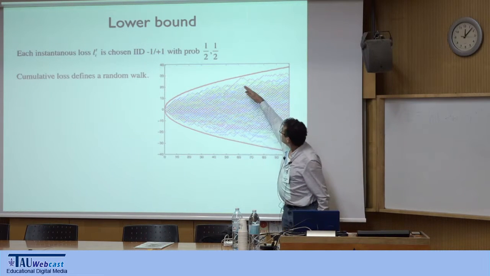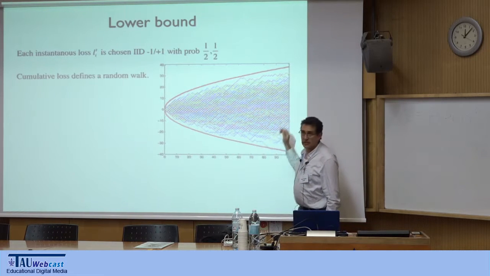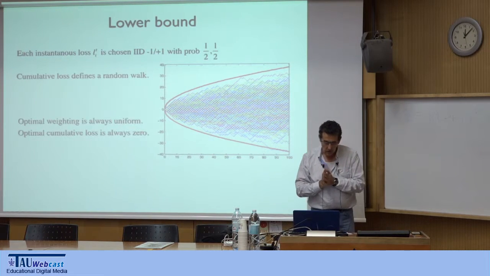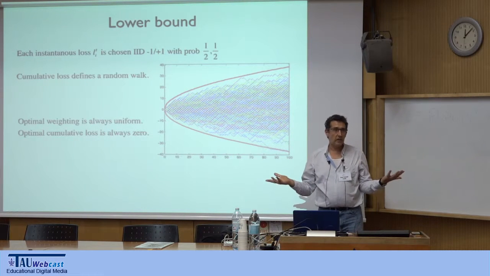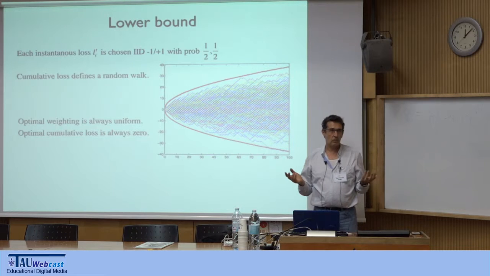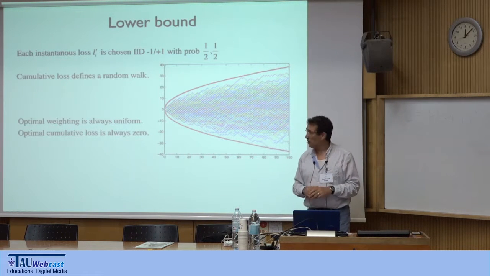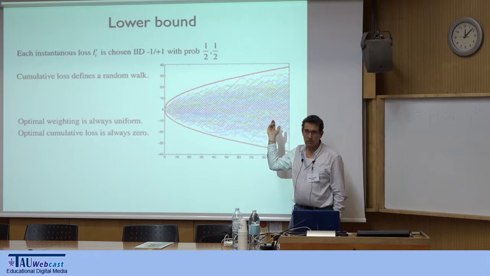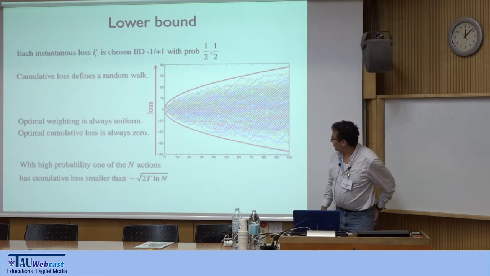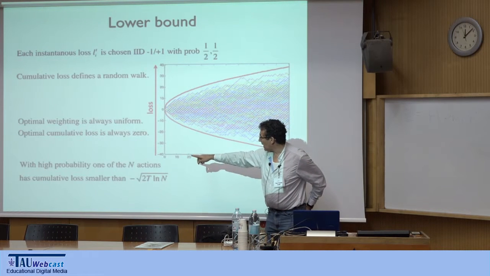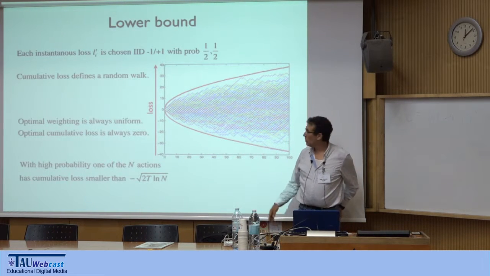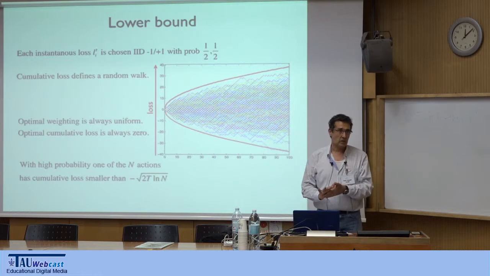So one of them, just at random, would be significantly better than just zero, right? And there's nothing you can do against that, right? So that's basically the only thing that you can do, is always weigh things uniformly. And the optimal cumulative loss of the master is always zero, right? Because just by averaging enough of those, you just get always zero. But one of the actions will be significantly better, right? So that's basically our lower bound. And if you calculate it out, then you find out that with high probability, one of the n actions has cumulative loss smaller than minus square root of 2t ln n. So there's really a matching lower bound, or so it seems.